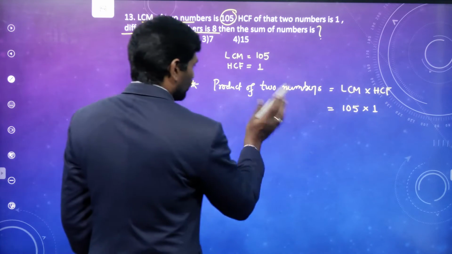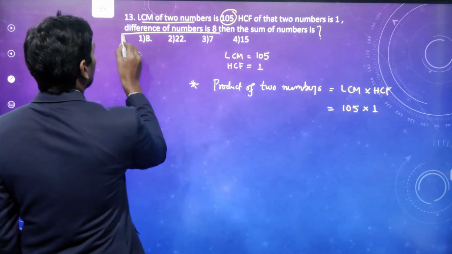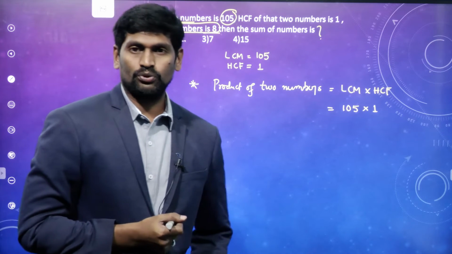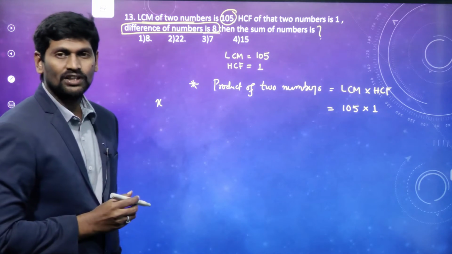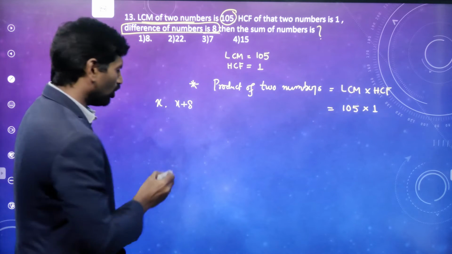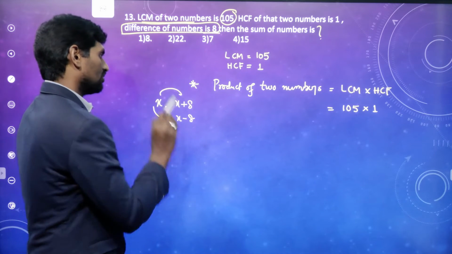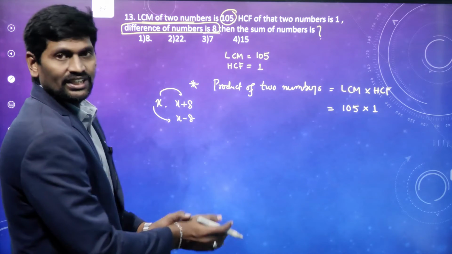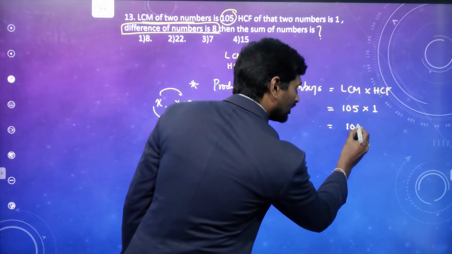We don't know the two numbers, but here one clue is given: the difference of the two numbers is 8. For example, if one of the numbers is x, then the other number we can take as x plus 8 or x minus 8. The difference between these two is also 8. Now to identify that, 105 into 1 is 105.